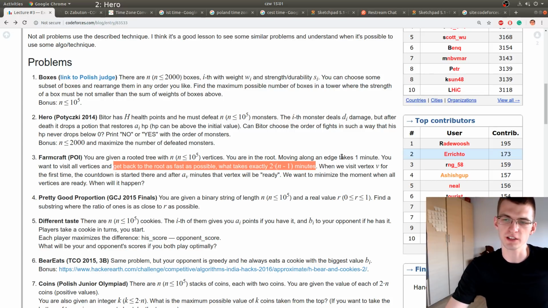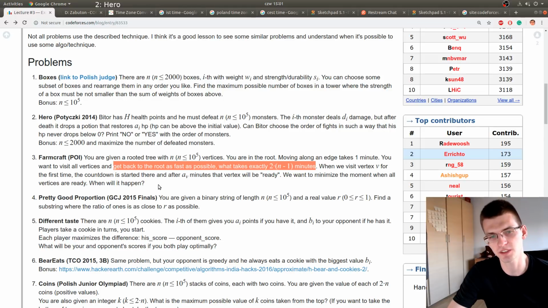When we visit vertex V for the first time, the countdown is started there, and after A_V minutes, that vertex will be ready. We want to minimize the moment when all vertices are ready. When will it happen?